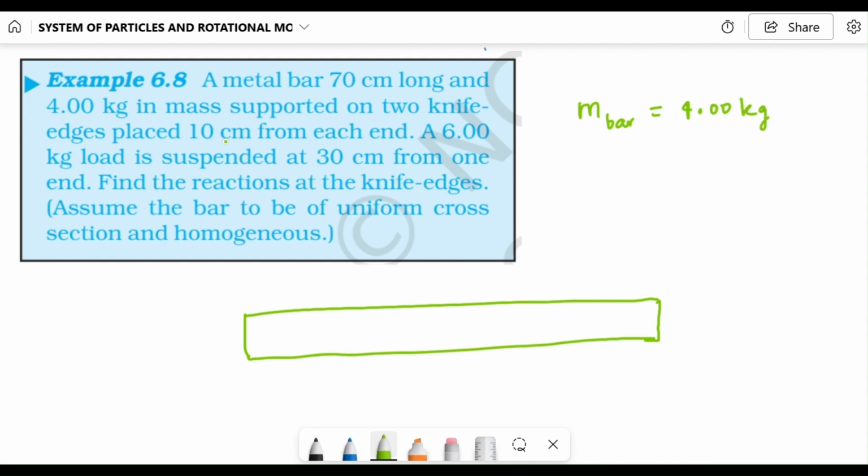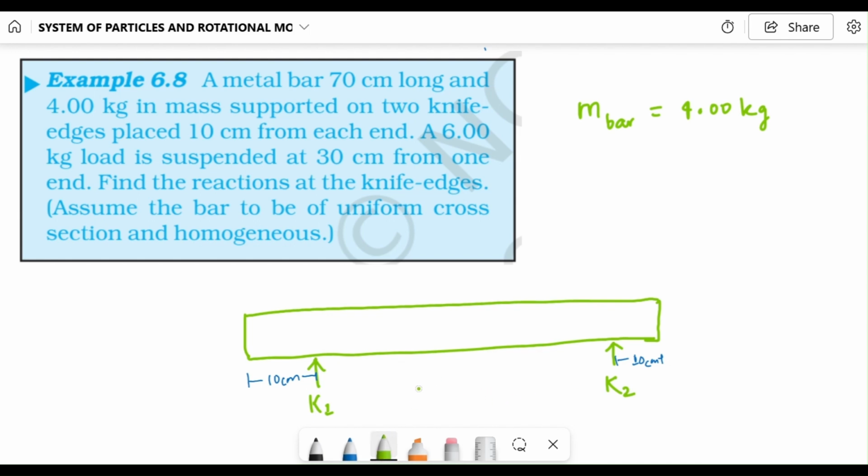Now, two knife edges are placed 10 centimeter from each end. So let us say one knife edge is placed here, K1, and another here, K2. And as it is given, this distance is 10 centimeter, and this distance is also 10 centimeters.